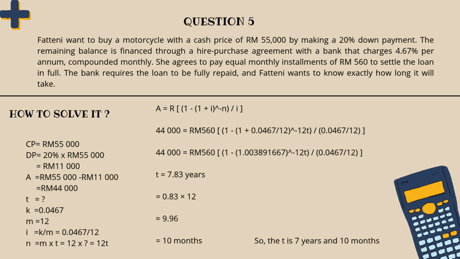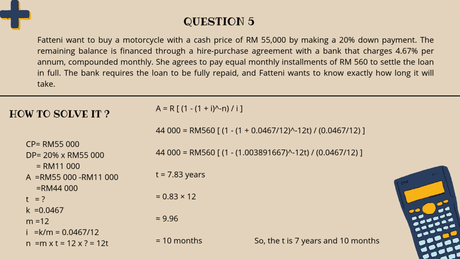So, first, we calculate the down payment. 20% times 55,000 ringgit Malaysia equals 11,000 ringgit Malaysia. Next, we find the loan amount. 55,000 ringgit Malaysia minus 11,000 ringgit Malaysia equals 44,000 ringgit Malaysia.